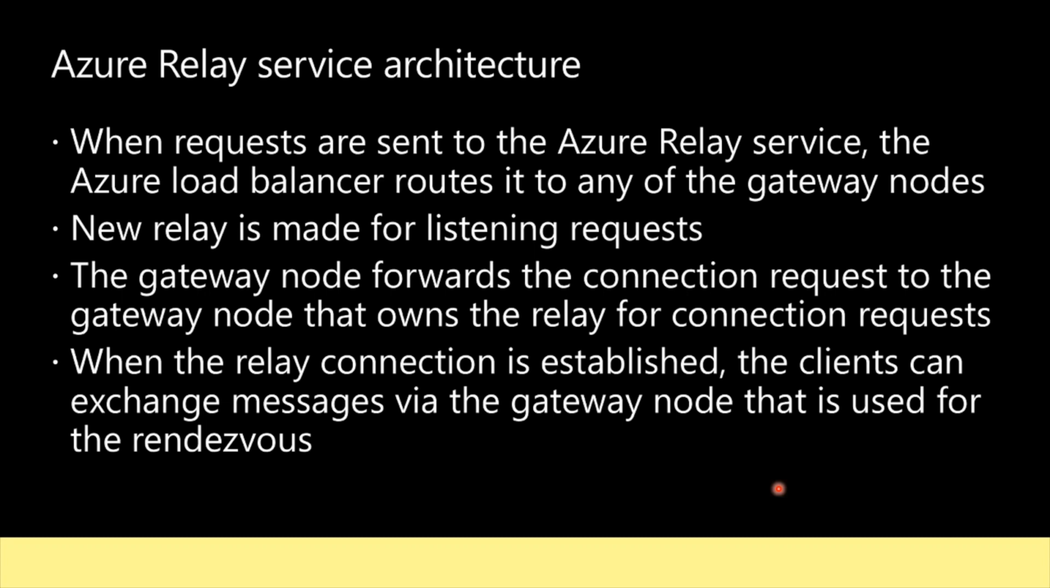The client doesn't need a direct connection to the on-premises service, and it doesn't need to know the location of the service. Also, the on-premises service doesn't need any inbound ports open on the firewall. So when the relay connection is established, the client can exchange messages via a gateway node that is used for the rendezvous.